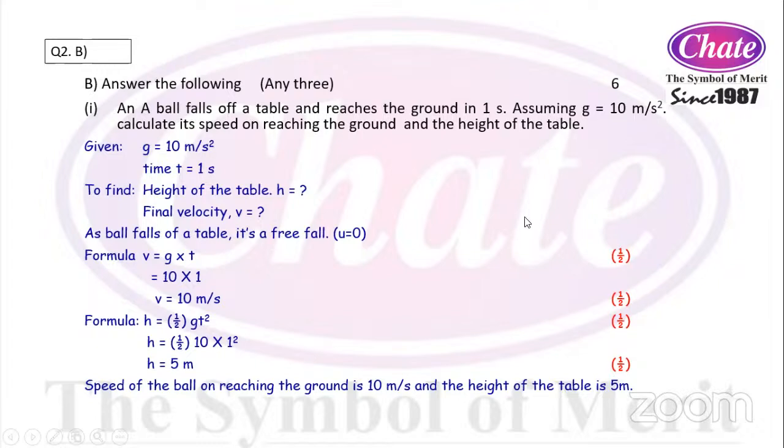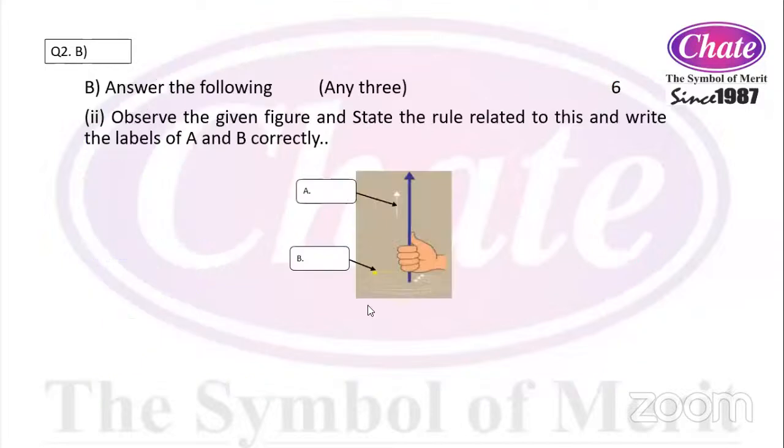Okay, so now we are moving on to the next question. Here they say observe the given figure and state the rule related. That means they just ask you to write down the labels A and B. We are not supposed to state this rule here right now.